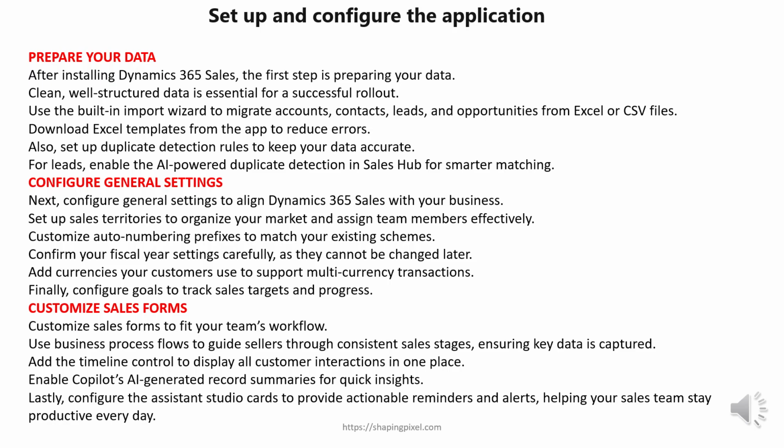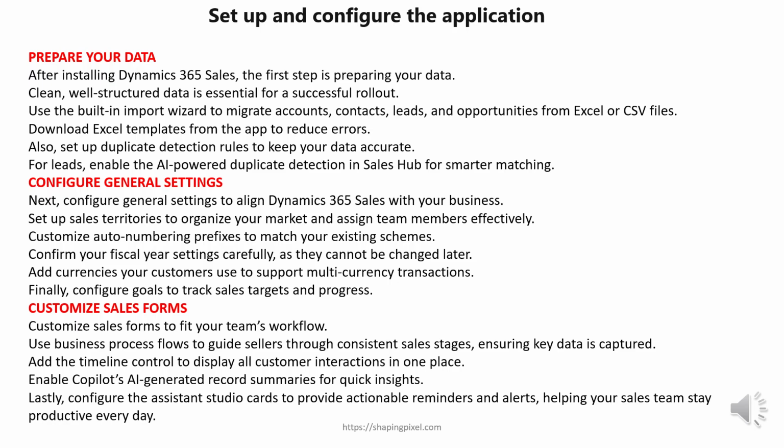Configure general settings. Next, configure general settings to align Dynamics 365 Sales with your business. Set up sales territories to organize your market and assign team members effectively. Customize auto-numbering prefixes to match your existing schemes. Confirm your fiscal year settings carefully, as they cannot be changed later. Add currencies your customers use to support multi-currency transactions. Finally, configure goals to track sales targets and progress.